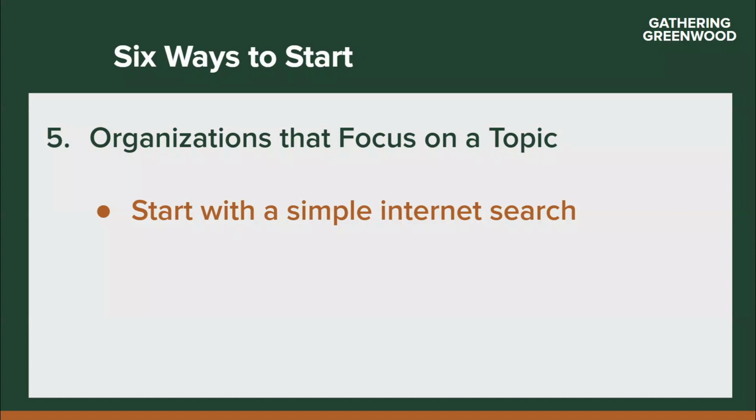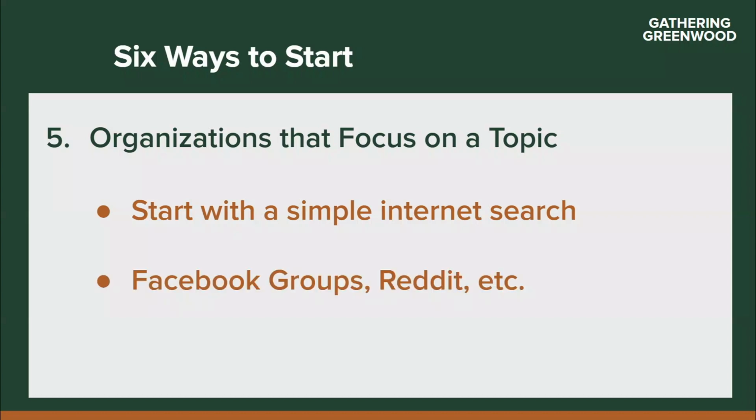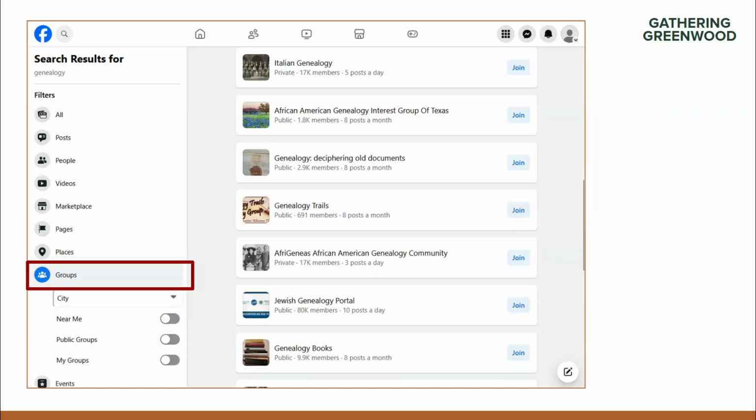The fifth resource suggestion is to find organizations that focus on a particular topic. For almost any location or genealogy subject or population group, you can find an online organization dedicated to that subject and multiple webinars and blogs with more information. Again, you can start with a simple internet search, but also check directly for Facebook groups and Reddit communities and other social media platforms with genealogy groups.